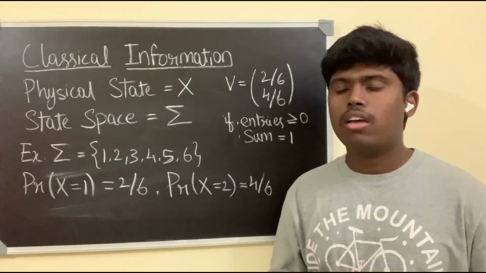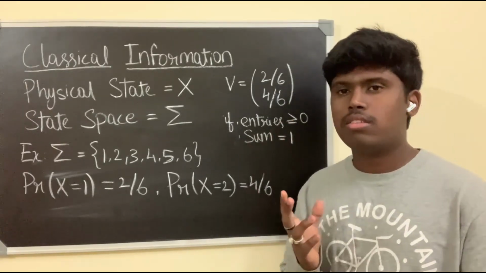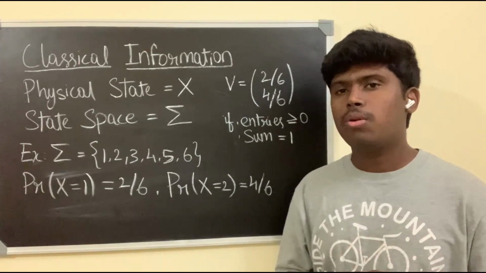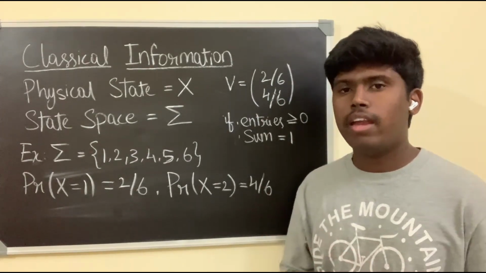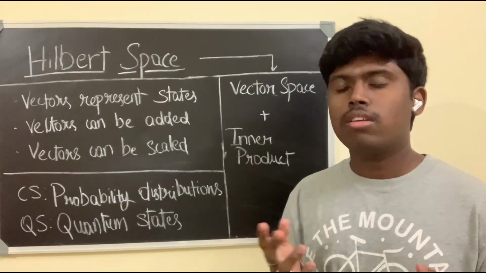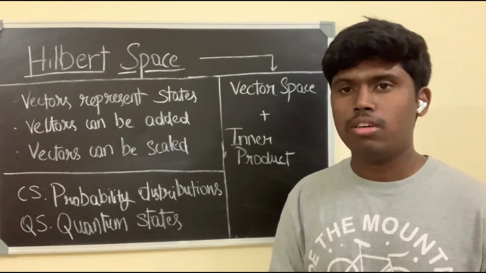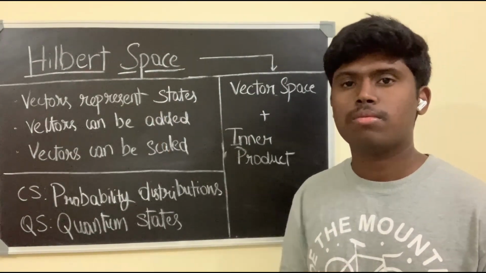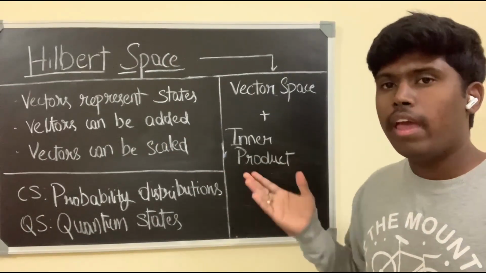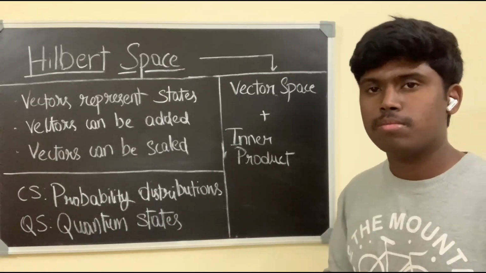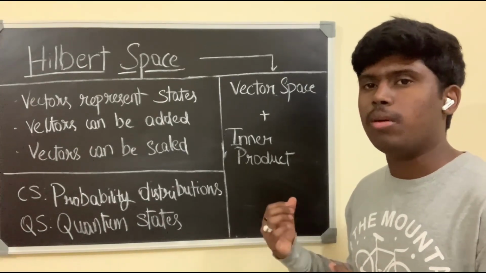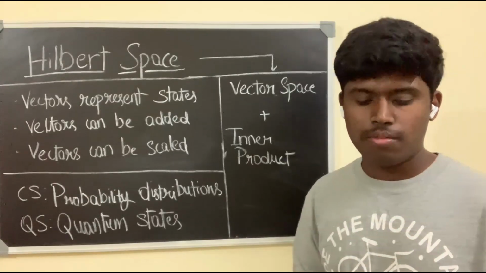Representing states in vector form is actually very useful since we can use linear algebra to analyze the states and perform operations on them. All of these vectors exist in a mathematical structure known as a Hilbert space. A Hilbert space is essentially a vector space equipped with an inner product. I will explain what an inner product is later in this video, so bear with me for now.